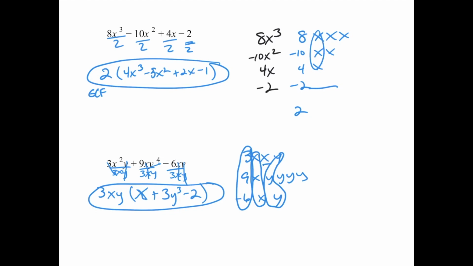And again, we can do a quick check if we need to. 3x times x is going to be 3x squared, and then the y, the 3x times 3y cubed is going to give us 9x, and then y to the fourth, and then minus 6xy. Yeah, so that's what we started with, so that's a quick check. All I'm doing there is checking, so don't get excited and think that you have to do extra work. We're just checking our work.